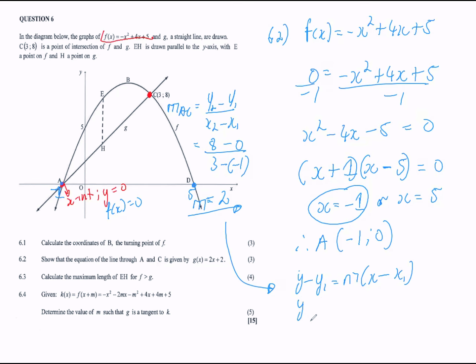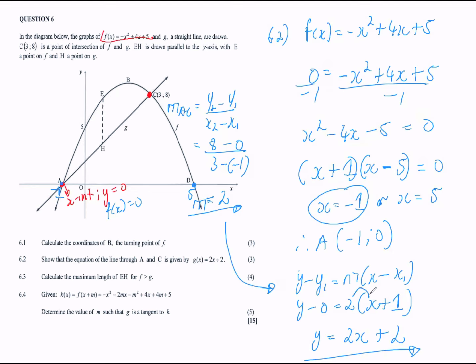So we have our y. Let's use the coordinates of A, minus 0. And then the gradient is 2. And then we have x. This is negative 1 here, so negative and negative will be plus 1 here. And then we have y is equal to 2x plus 2. There we go. That's our equation now.